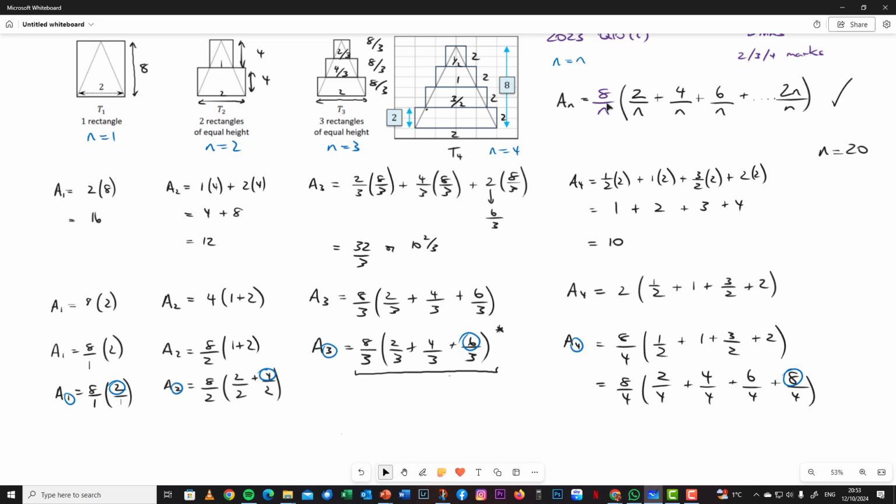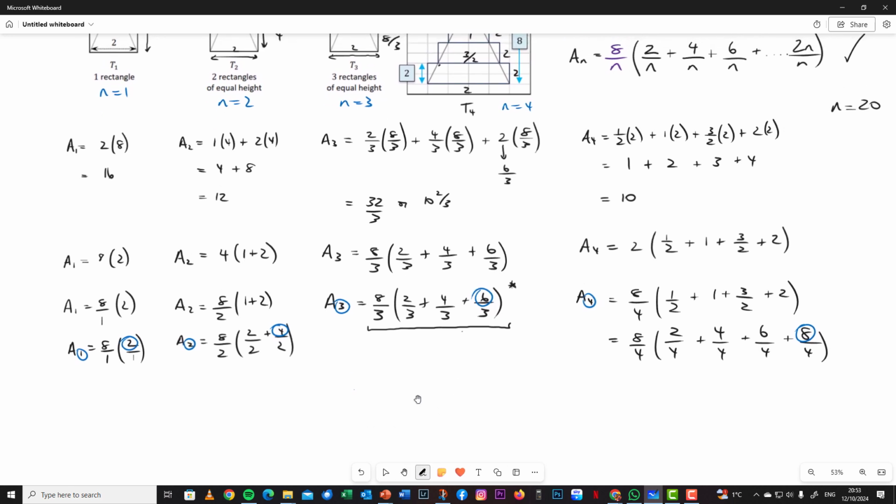So this is the answer up here. If you want to find out the sum of the areas in n triangles, which is Tn, the Tn pattern, it's 8 over n on 2 over n plus 4 over n plus 6 over n, all the way up to twice whatever the pattern number is. So let's see how we can work with this. Let's write it down here. So our answer is A n equals 8 over n on 2 over n plus 4 over n plus 6 over n plus ... all the way up to 2n over n.